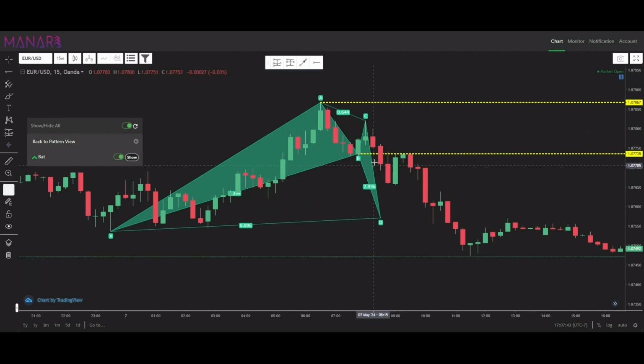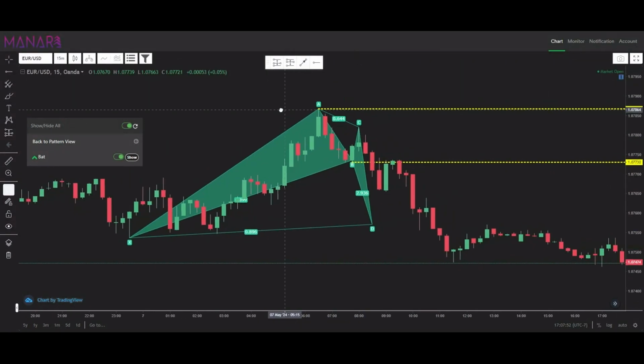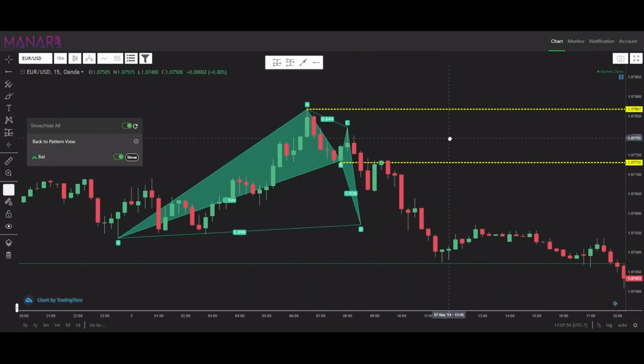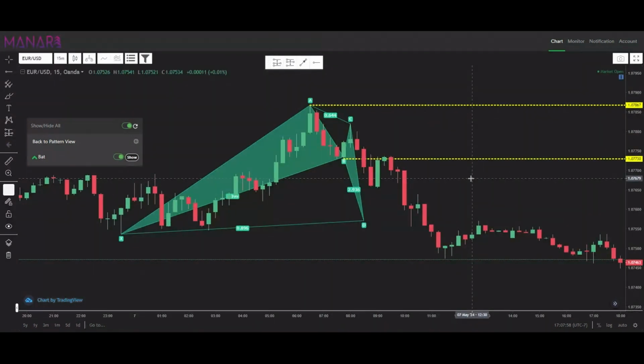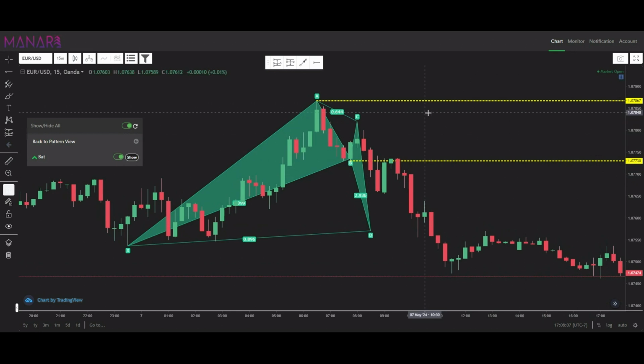Now, these are called harmonic patterns, okay? Harmonic patterns have been in business since the 1930s, if I don't mistake. So believe me, these are patterns that we know exactly how they react to the market, and we know exactly how to act when we see a pattern like this.